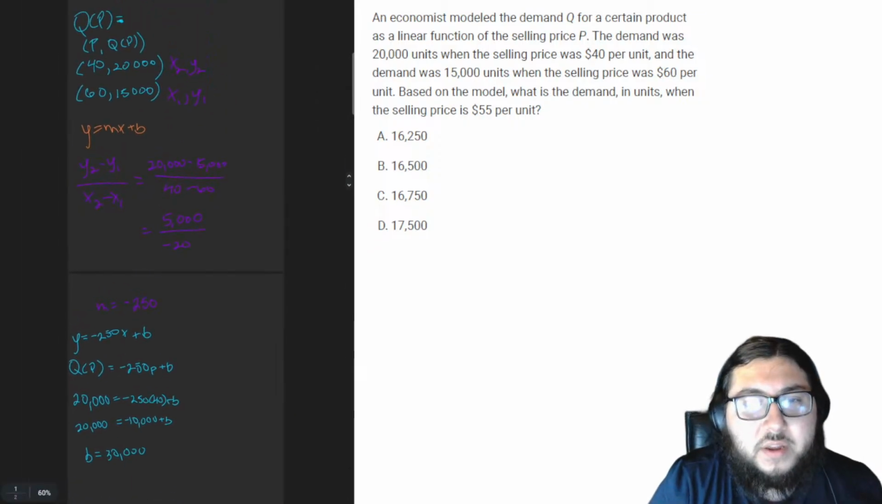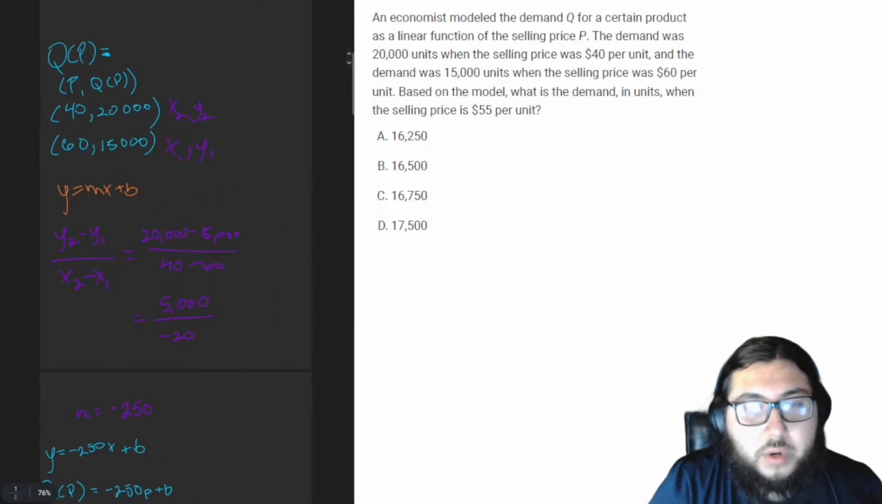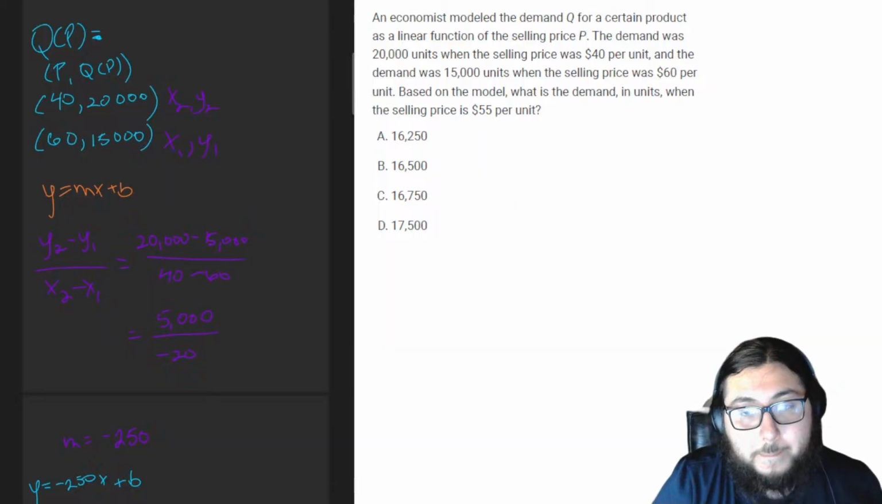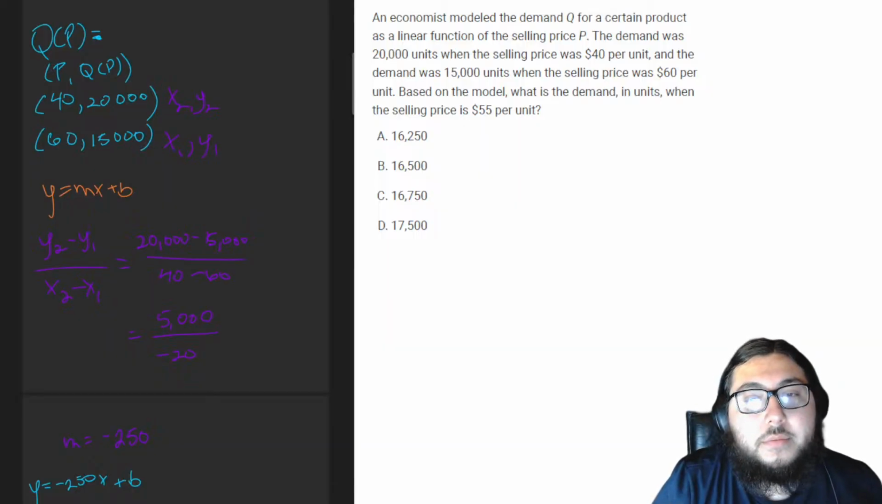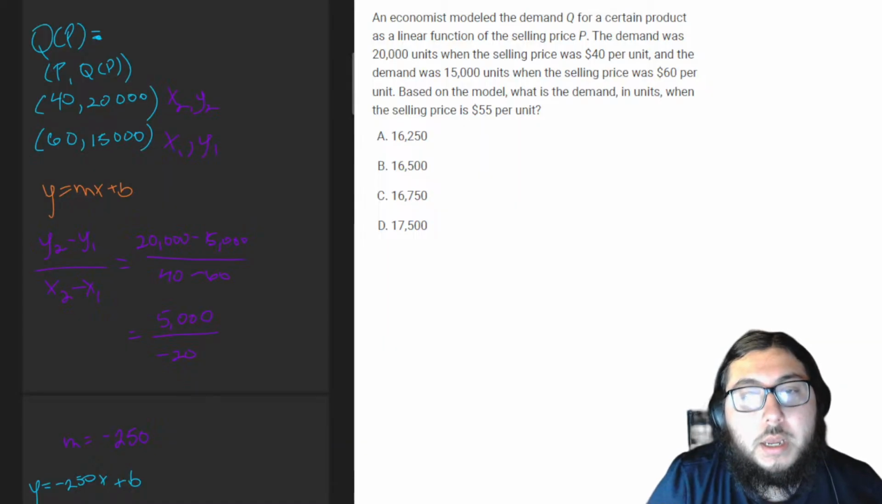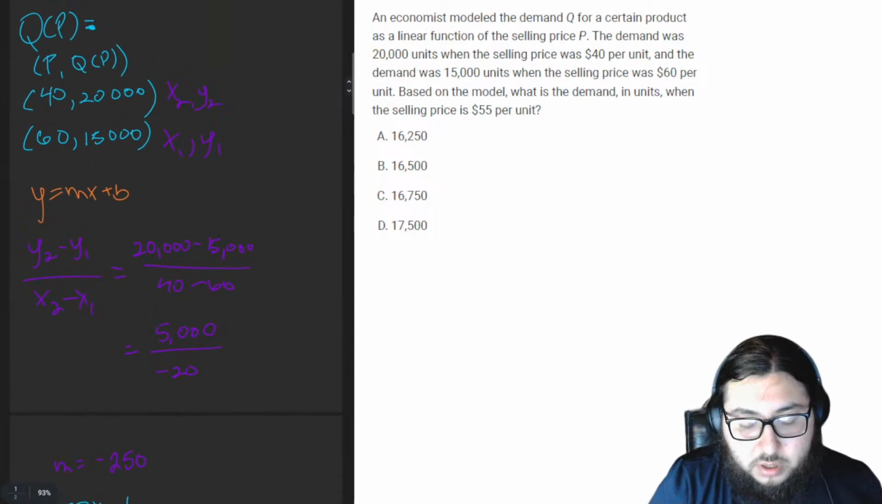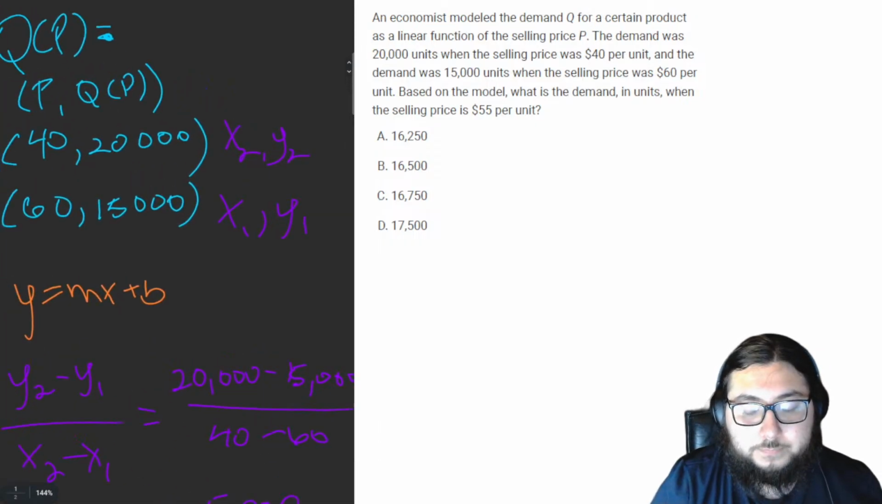The key thing here is identifying that the question recognizes this to be a linear function, and it's also key to recognize that they're giving us two ordered pairs: that q is a function of p, that q is the demand, and p is the selling price. So the demand was 20,000, that's q, and the selling price was 40 per unit, which is p. So that's 40, 20,000. And how do we know to do 40, 20,000 and not the other way around?